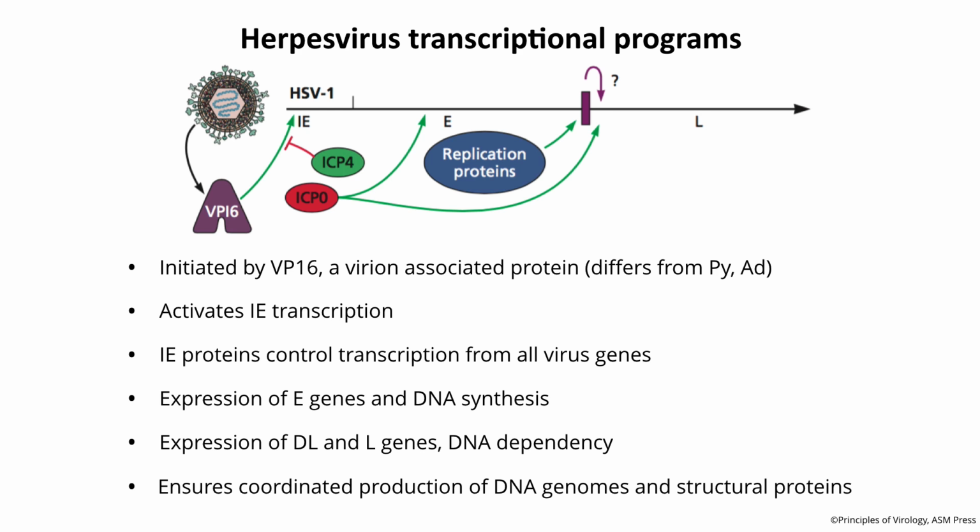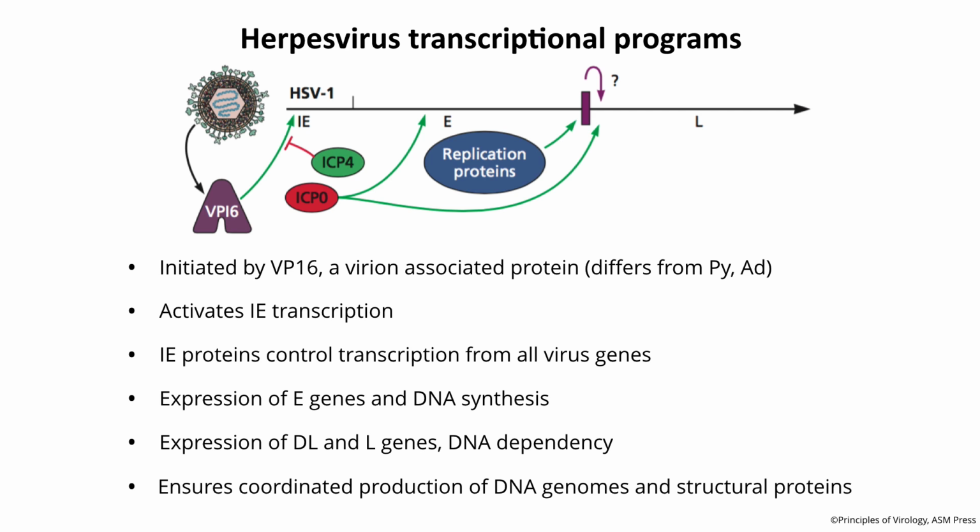Here's the temporal sequence of events. You have, again, immediate early, early, and late phases, just like Adenovirus. The difference here is that the immediate early promoter, unlike that of adenovirus, doesn't work very well in a cell. So when this viral genome comes in, the immediate early promoter, which needs to be working in order to get these activator proteins like ICP0 to turn on early and late transcription, doesn't work well.